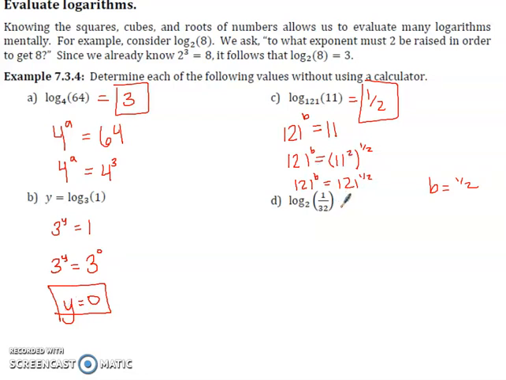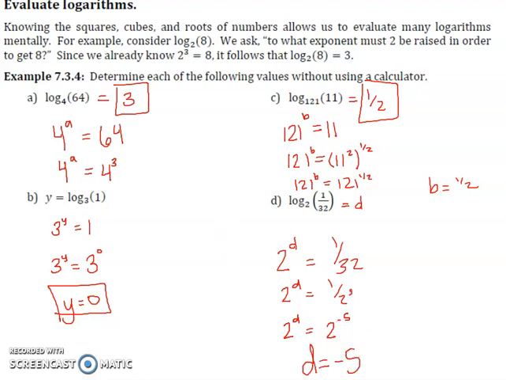Here I am trying to find the value of the exponent that I put on 2 to get 1 over 32, so I'll let this be maybe d. 2 to the power of d is equal to 1 over 32. I know that 32 is 2 to the 5th power. And since 2 is in the denominator, if I write that as 2 to the negative 5th, it will no longer be in the denominator of my fraction. So 1 over 32 is equivalent to 2 to the negative 5th power, which means that d is equal to negative 5. So I can go back and say that this expression is equivalent to negative 5.